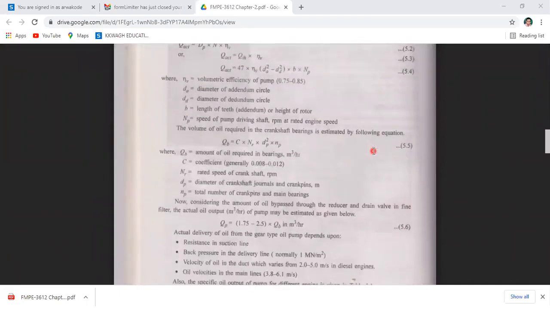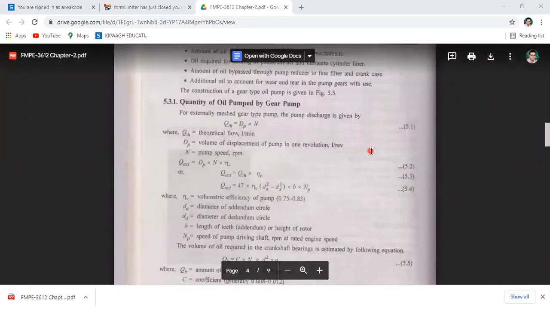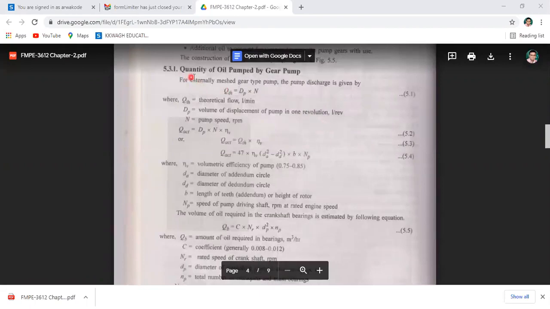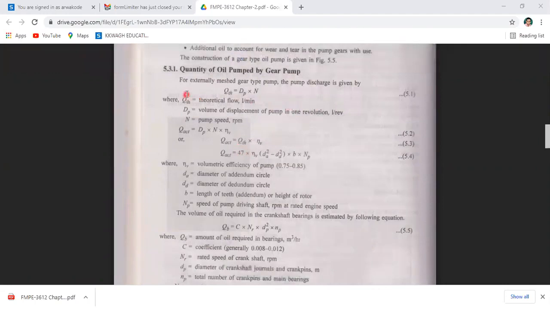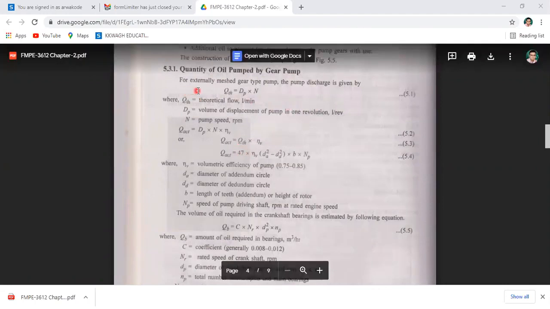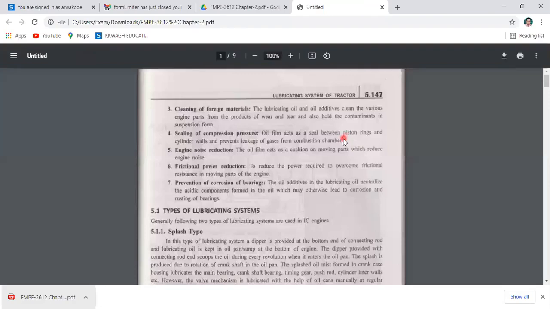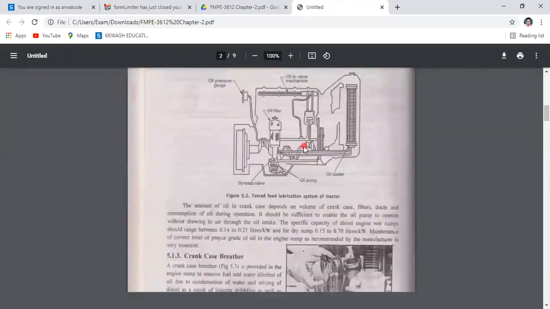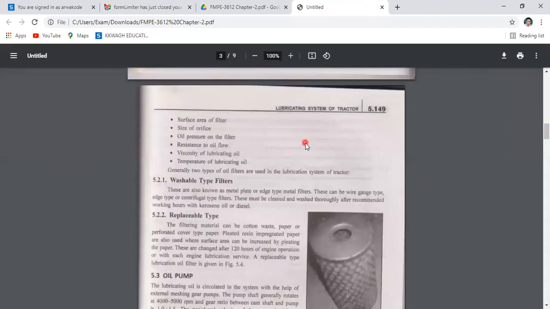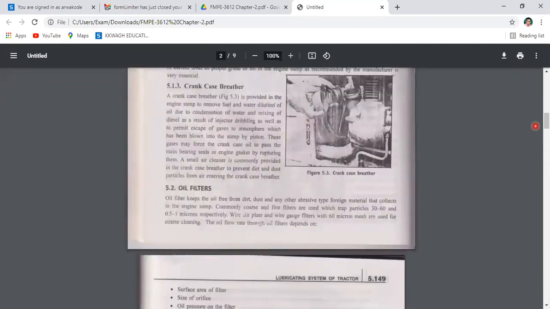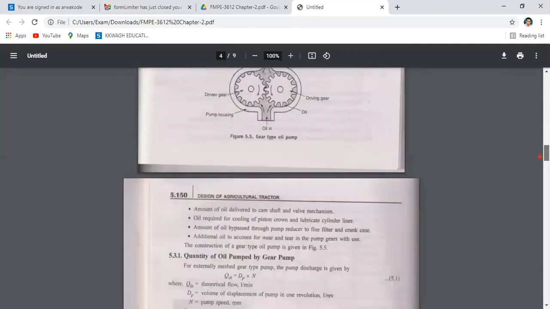Next topic we have to cover. This is the most important topic. The quantity of oil pumped by the gear pumps. This is a general theoretical portion. It can be asked as a theory question in your exam.